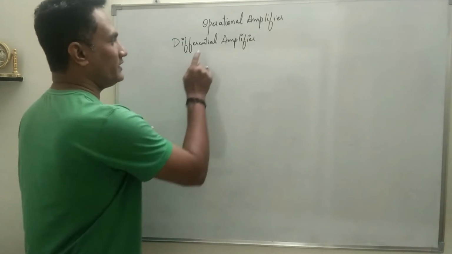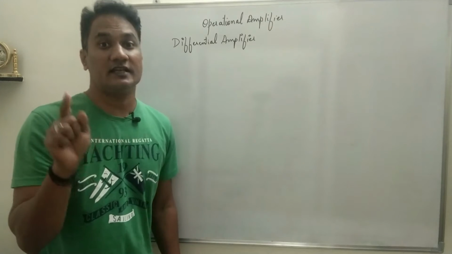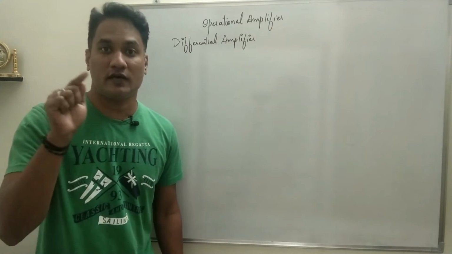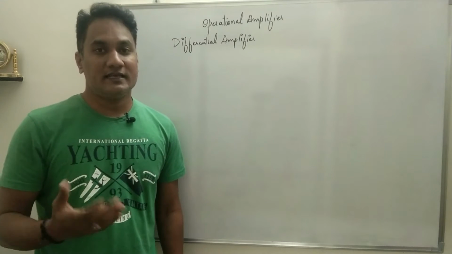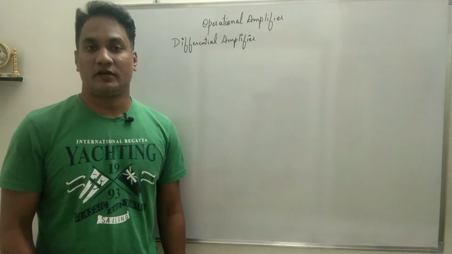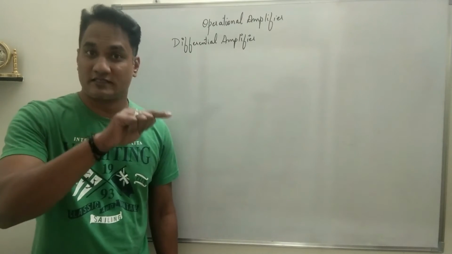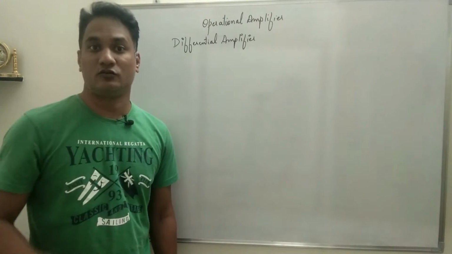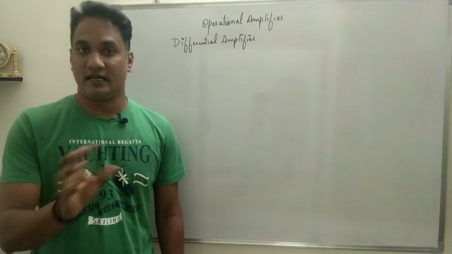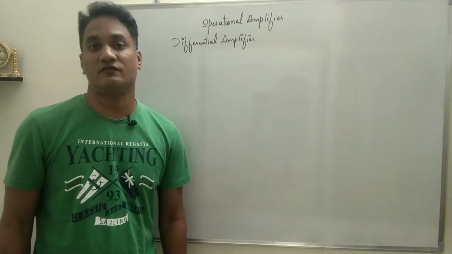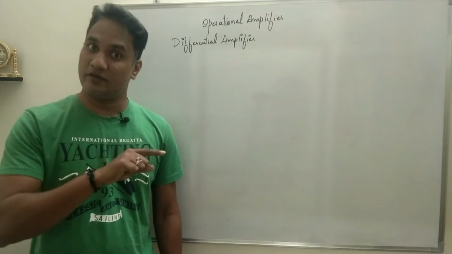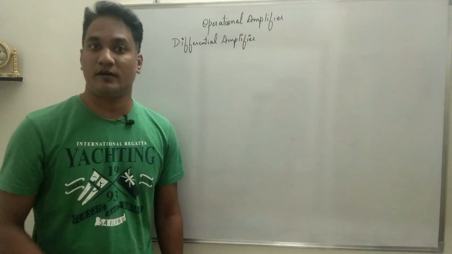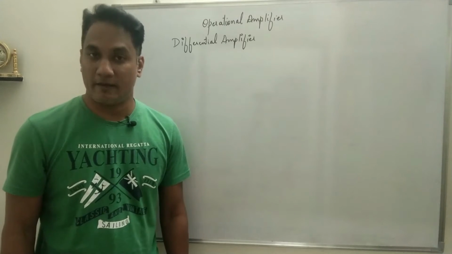Now, a differential amplifier is also an example of a direct coupled amplifier. Why do we say it is a direct coupled amplifier? Because the output of the first stage is directly connected to the input of the next stage. That type of multi-stage amplifier is called a direct coupled amplifier. So as I said, the differential amplifier is also an example of a direct coupled amplifier.